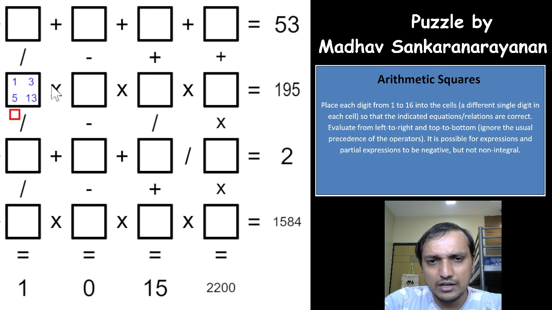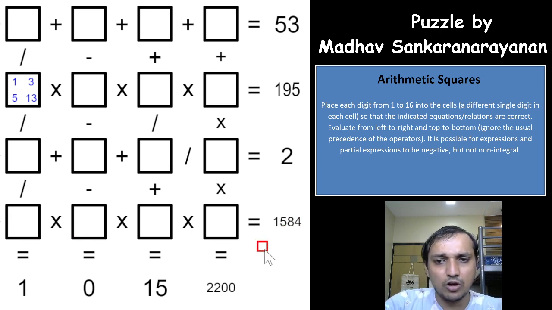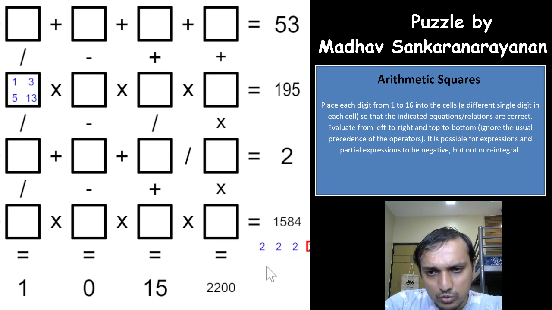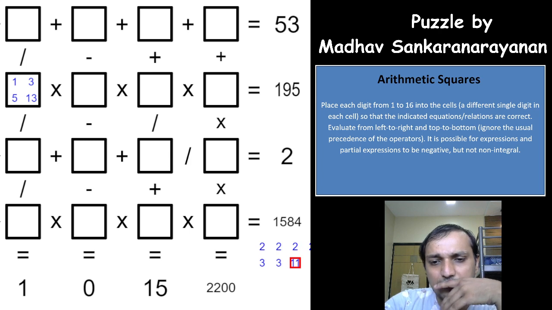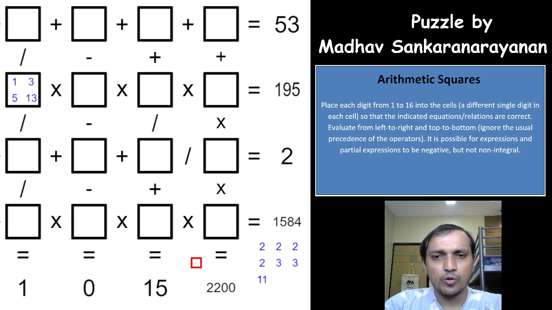So we don't know the order yet, but it has to be 1, 3, 5 and 13. The next thing that I saw is again you have these 4 digits and multiplied will give you 1584. So what I did was I factorized 1584 and I got the factors as 2, 2, 2, 2, 3, 3 and 11, right? So the factorization of 1584 was nothing but 4 times 2, 2, 3, 3 and 11 here. These are the factors for 1584.